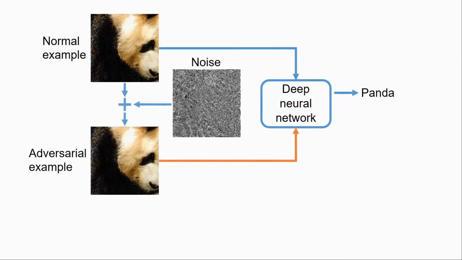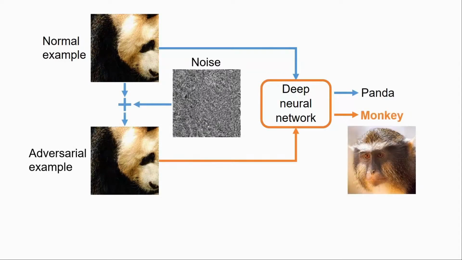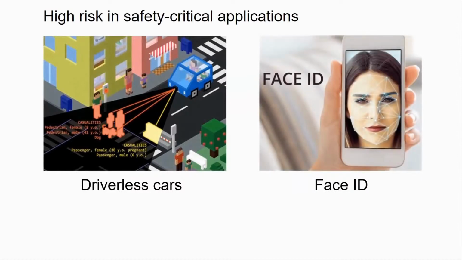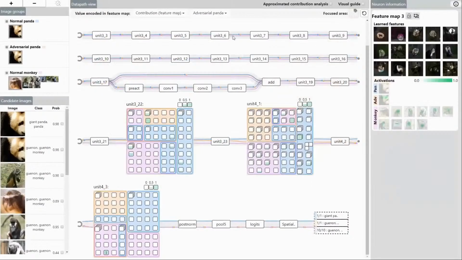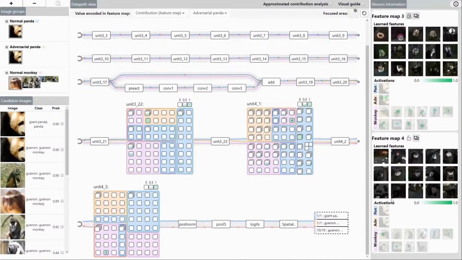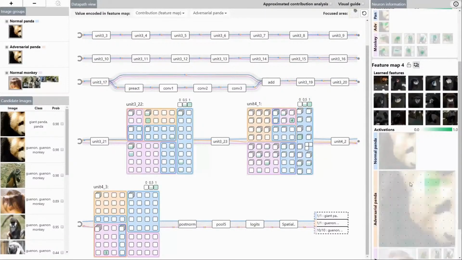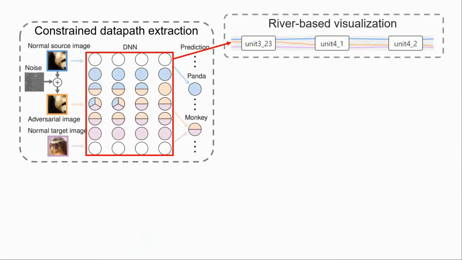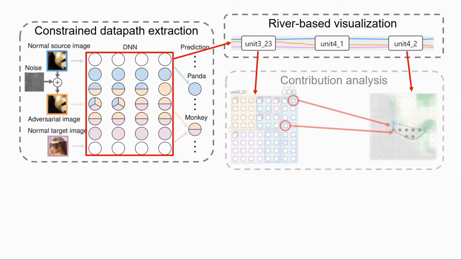Deep neural networks are vulnerable to maliciously generated adversarial examples. This brings high risk in applying these networks to safety-critical applications. We developed a visual analytics approach to explain the root cause of such wrong predictions. Our contribution contains a constrained data path extraction method, a river-based visualization, and a contribution analysis method.